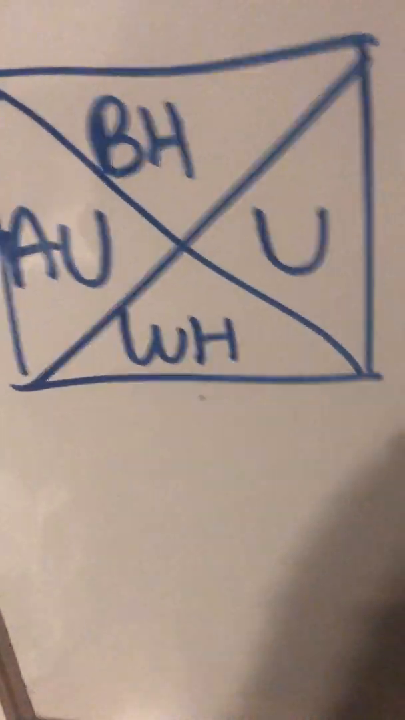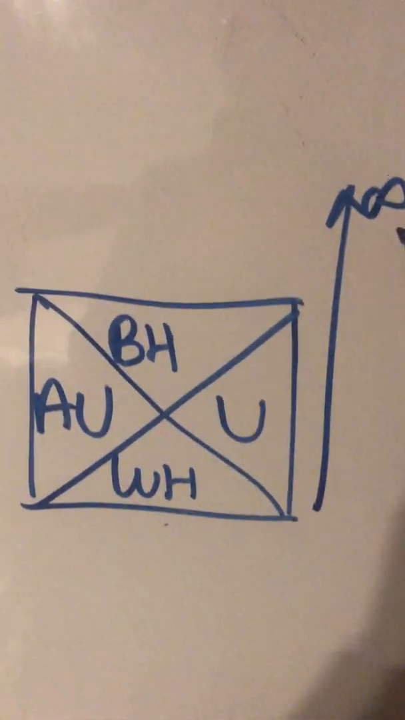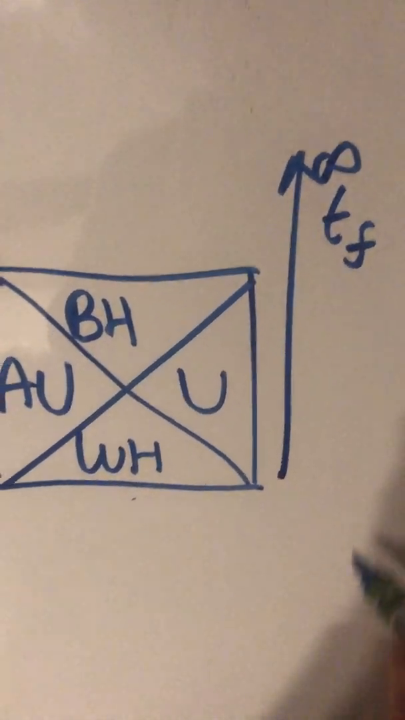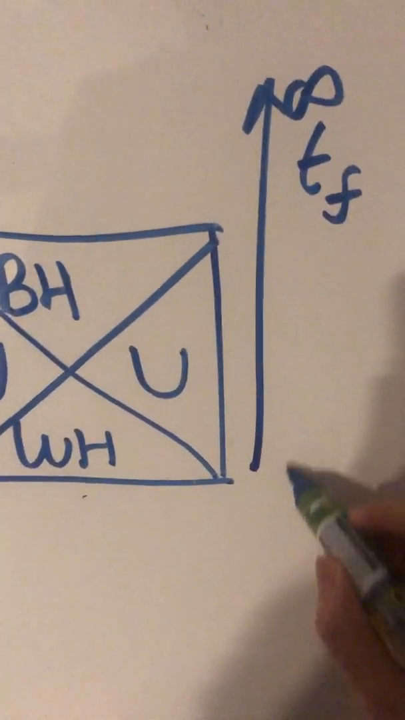So I'm going to erase all that. That's important because when you look at these Penrose diagrams, you can think of this as infinite time in the future. So infinite time, and it's the future. And that's kind of like the infinite past. So time in the past. And this is space.